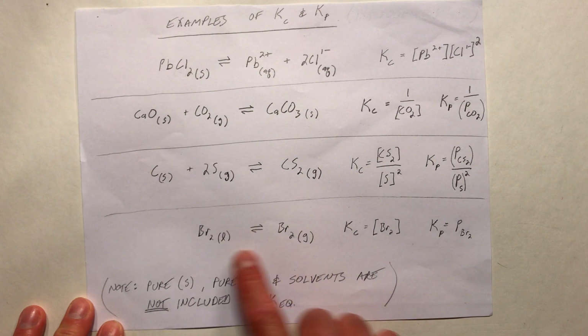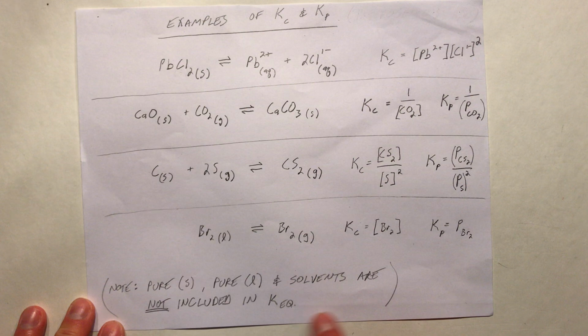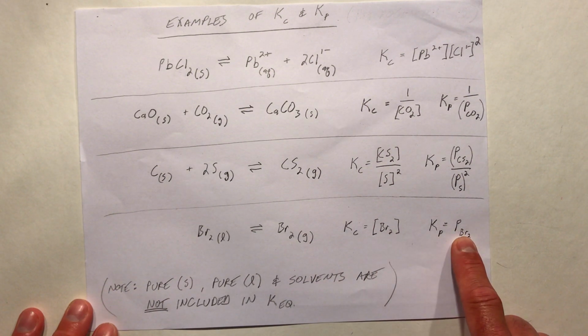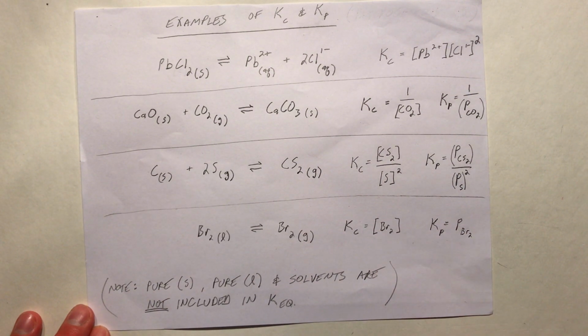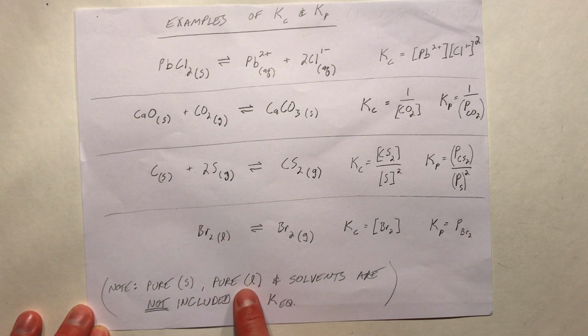Here we have liquid bromine producing gaseous bromine. The liquid's omitted from the Kc and the Kp. And remember that we always will omit pure solids, pure liquids, and solvents. They are not included in any KEQ.